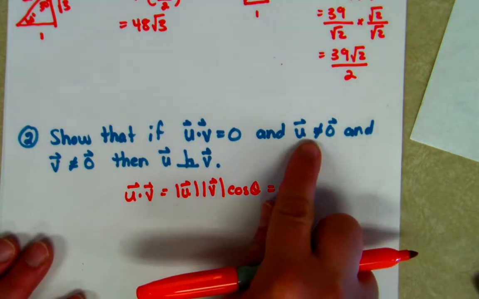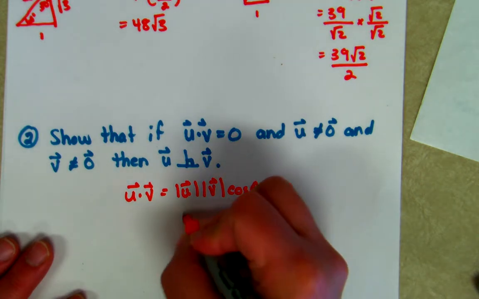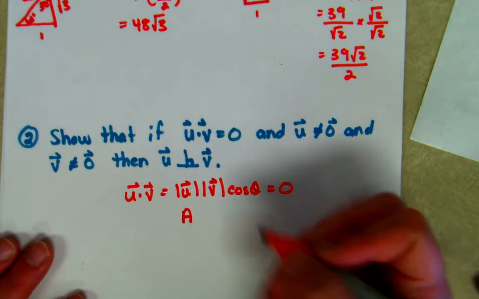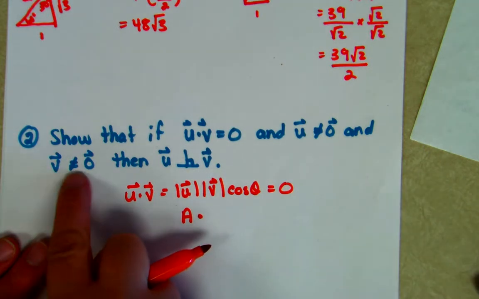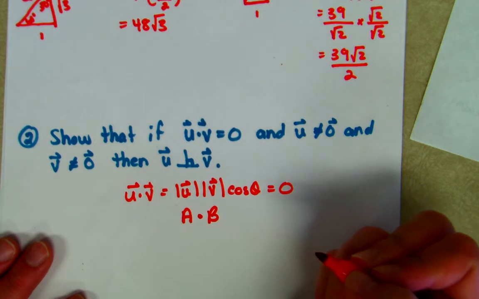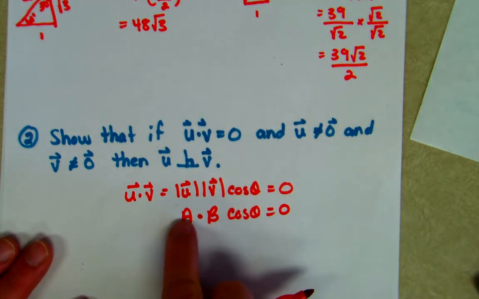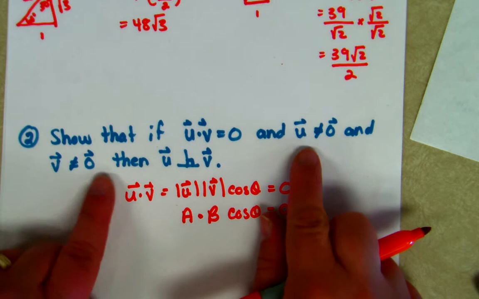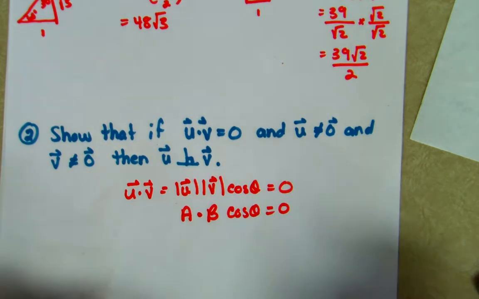Well, if u is not the 0 vector, then it has some magnitude. So this is going to be some scalar, I'm going to call it a, times, again, if v is not the 0 vector, then it has to have some magnitude. So that's going to be a number, b. Cos theta equals 0. Well, a and b are both non-zero because u and v have to have some magnitude since we're told they're not the 0 vector.